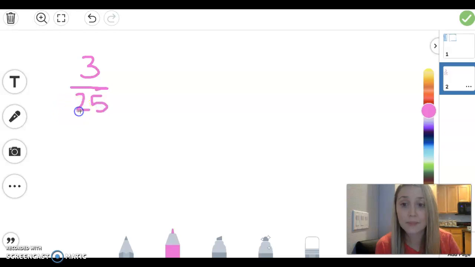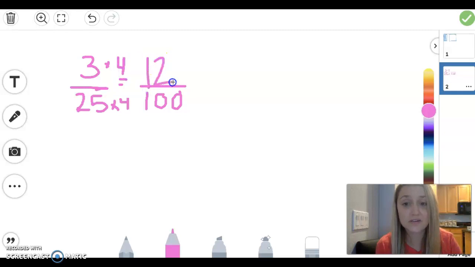Now, 25 can't go into 10, but it can go into 100. So 4 times 25 equals 100. Whatever you do on the bottom, you must do on the top. So your answer would be 12 over 100, or 0.12. And that's it, as a decimal.